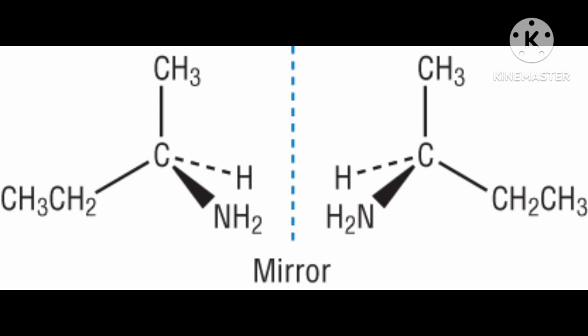Tetrahedral complexes do not show geometrical isomerism. Why? Because the relative position of the unidentate ligands attached to the central metal ion are the same with respect to each other. This is the main reason.